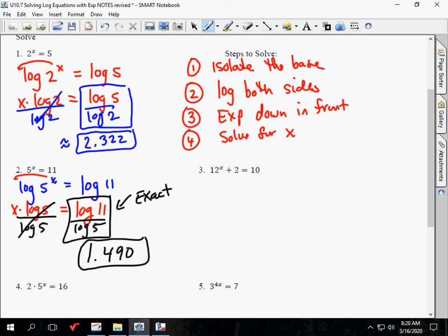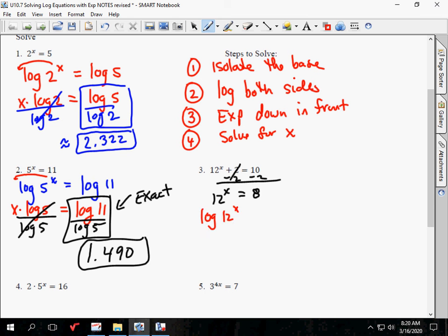So number 3. This one, the base to the exponent, 12 to the x, is not isolated. So we have to subtract the 2 over first. So 12 to the x equals 8. Now we can say the 12 and the 8, we're never going to get those to be the same base. So we can log both sides.